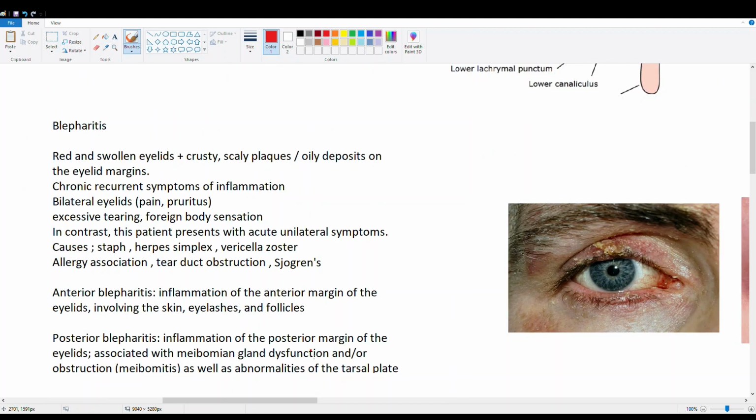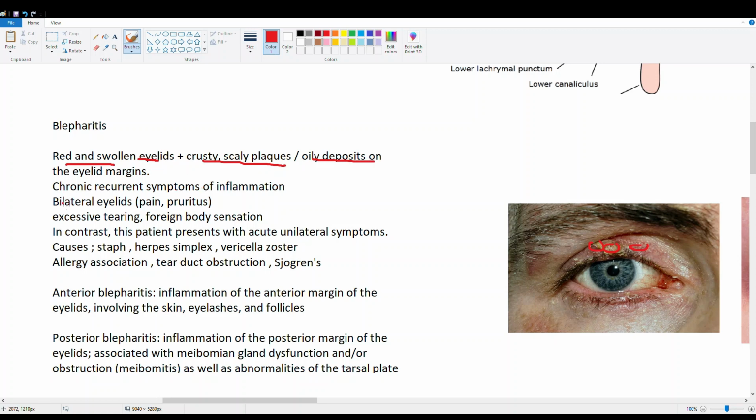Next, we have blepharitis. So blepharitis, we have essentially inflammation of the eyelid. It's red, swollen eyelids with crusty, scaly plaques and oily deposits. So this is a very classic picture over here on the right. You'll see the crusty, scaly plaques on the eyelid. And usually these people will have a lot of tearing as well.